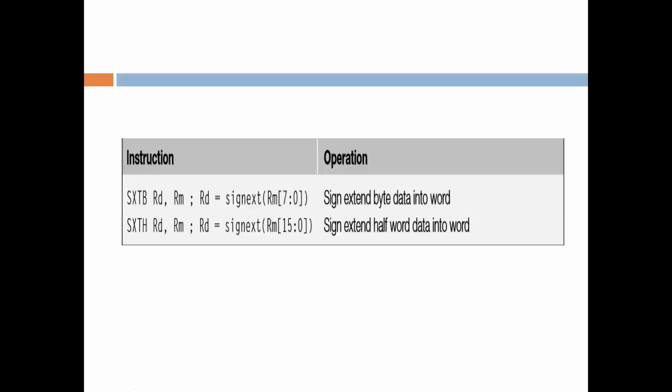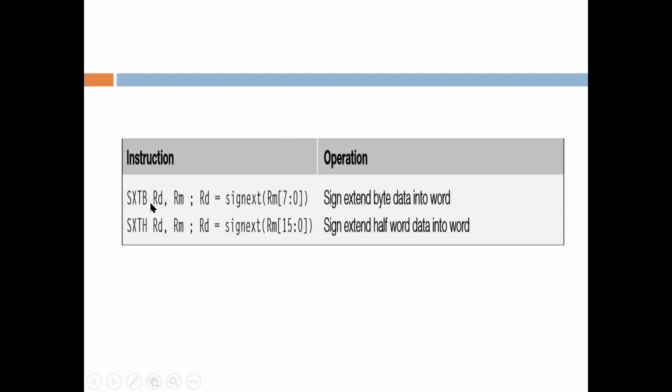Next instructions are sign extension instructions. These two instructions are important and it is asked in most of the question papers. So let us see the first instruction. SXTB. B stands for byte. Okay, sign extension byte. Now you are operating on a 32-bit register Rd and Rm, which is the source register. Rd is a destination register. Sign extension byte. Okay, sign extend byte data into a word.